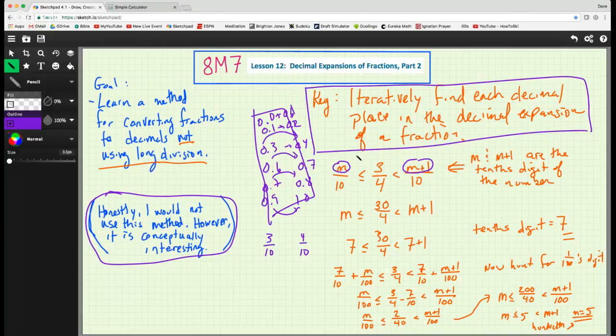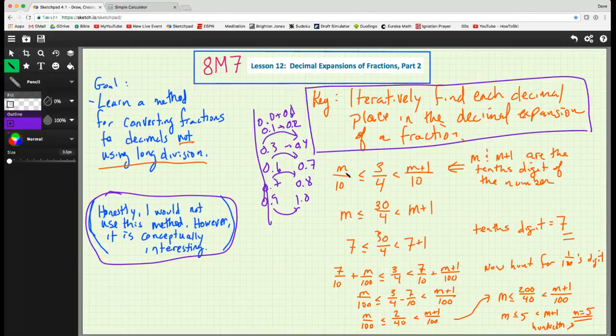I'll come back and we'll rework this after we know the answer. But we know the answer is 0.75, by the way. We just did that math. So we're eventually going to find a number between 7/10 and 8/10. But let's just go through this, and we're going to use this method right now. So we know that whatever tenths digit, and whatever tenths digit that's one bigger than it, is going to be on either side of 3/4.